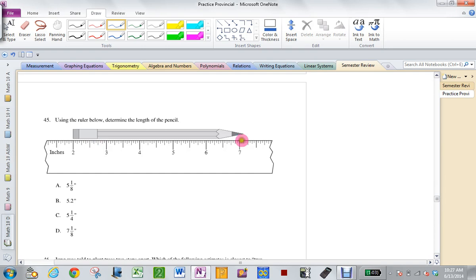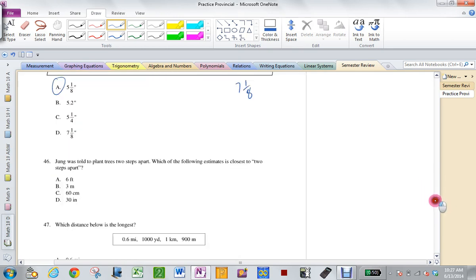Using the ruler below, I come right out here to 7 and 1 eighth, but I started at 2, so it's only 5 and an eighth. Plant trees 2 steps apart. Which of the following estimates is closest to 2 steps? Now, I say it's 6 feet.